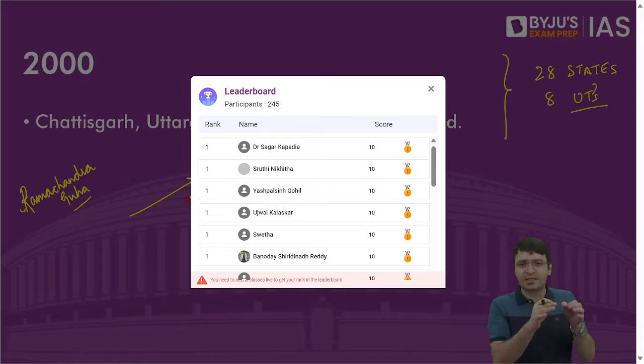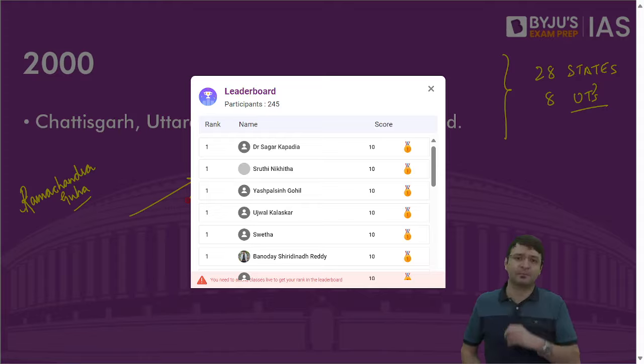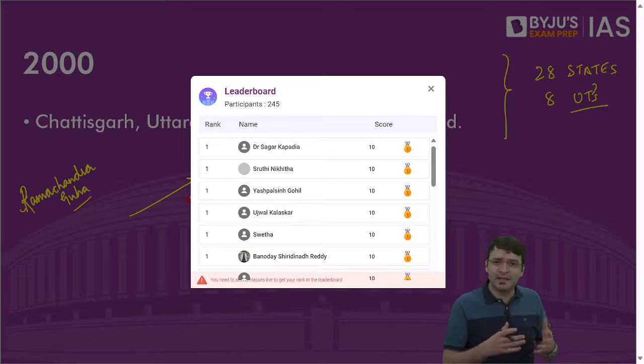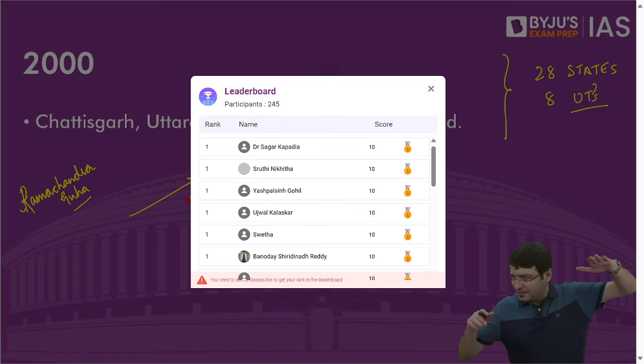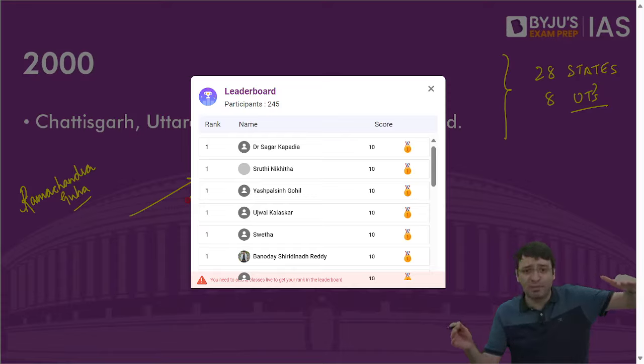Why? Because he cites examples in our neighborhood. For example, Pakistan. Pakistan was created in the name of religion. But even this religion could not act as a glue to keep the country united. Because there was West Pakistan, there was East Pakistan. In West Pakistan, Urdu and Punjabi were spoken majorly. In East Pakistan, Bengali was spoken majorly.